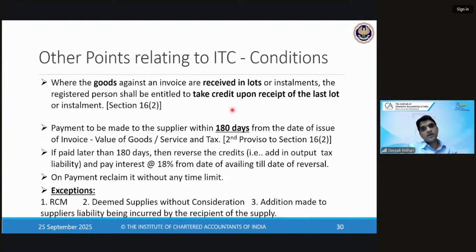Exception is RCM, because in reverse charge, you are only paying the taxes, so this 180 days will not apply. Deemed supplies without consideration, that is Schedule 1 transactions, and any addition, like we have taken that example under value of supply, that you are paying to the cement vendor instead of supplier paying it, that has to be added to the value of supply. So that will not be added. So these are the 3 exceptions to this 180 days payment.